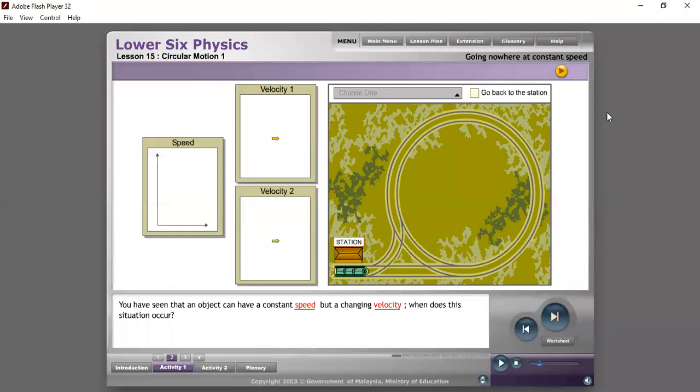You have seen that an object can have a constant speed but a changing velocity. When does this situation occur? An object can move at a constant speed but with changing velocity, which means the direction can change. Mostly velocity changes because of the direction. So when does this happen? Answer: when the object is changing only its direction of travel or moving in a circle with constant speed.